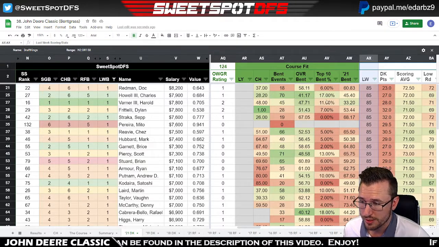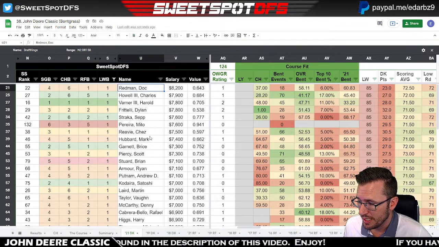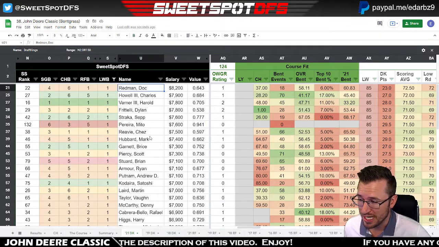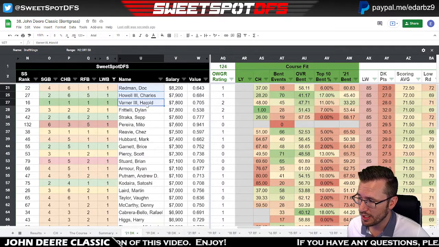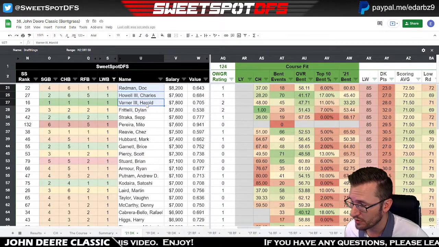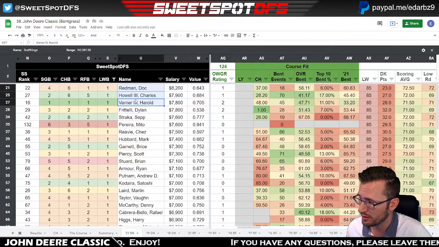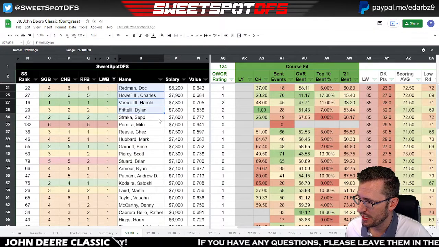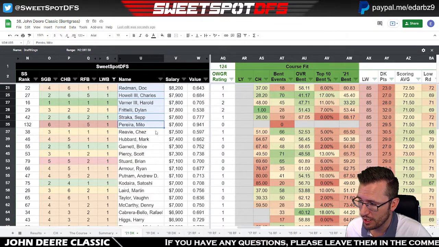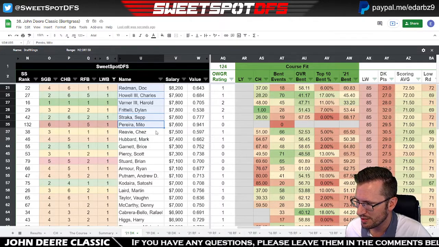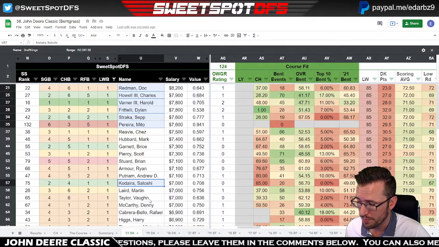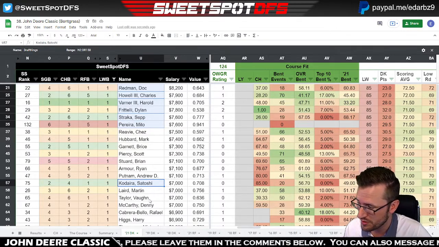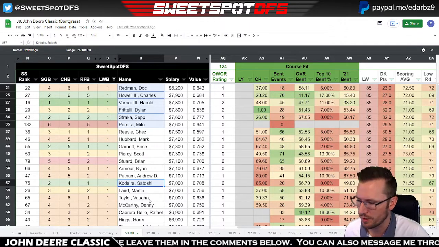That's all missed cuts. So Doc Redman leads the way when it comes to salary. I actually do like Doc Redman quite a bit. But then we have CH3, HV3, so we have all of the guys named after their grandfathers up here as well. Dylan Fratelli, Sepp Straka, Mito Pereira. You know, some of these guys are decent considerations. Satoshi Kodaira, I know he's been on the mouth of a lot of touts. There we go.